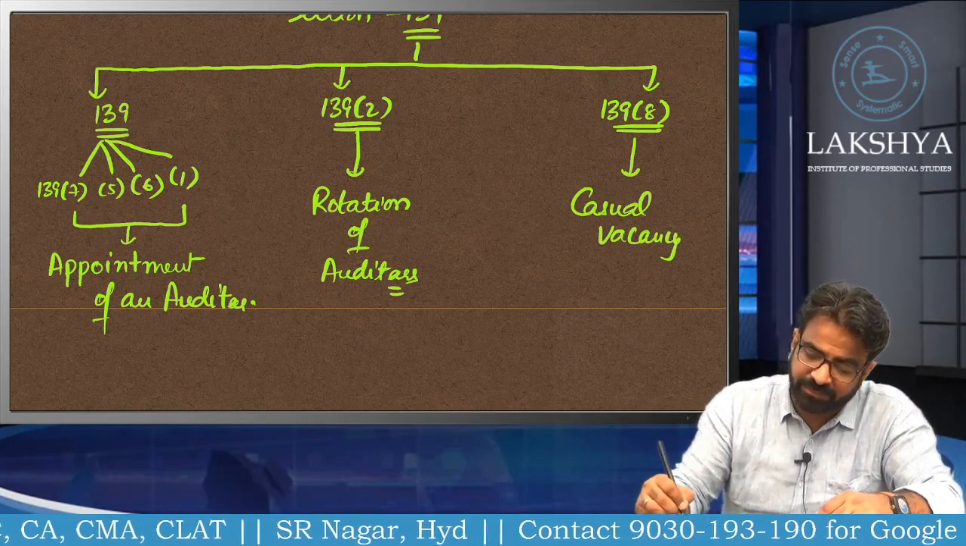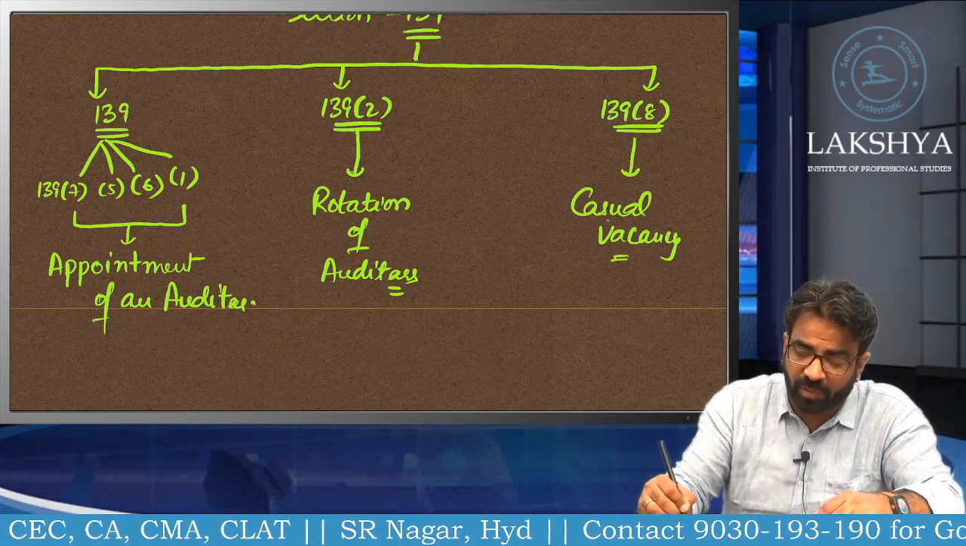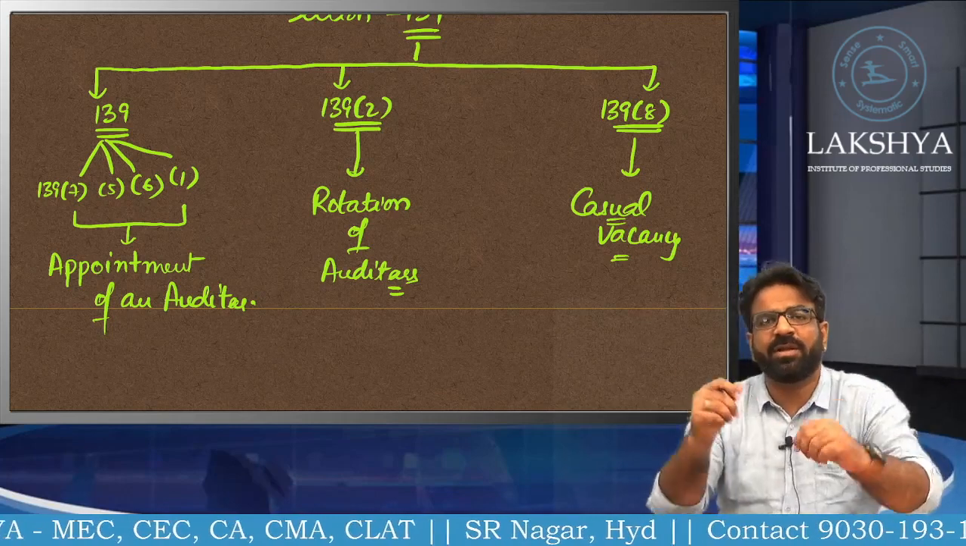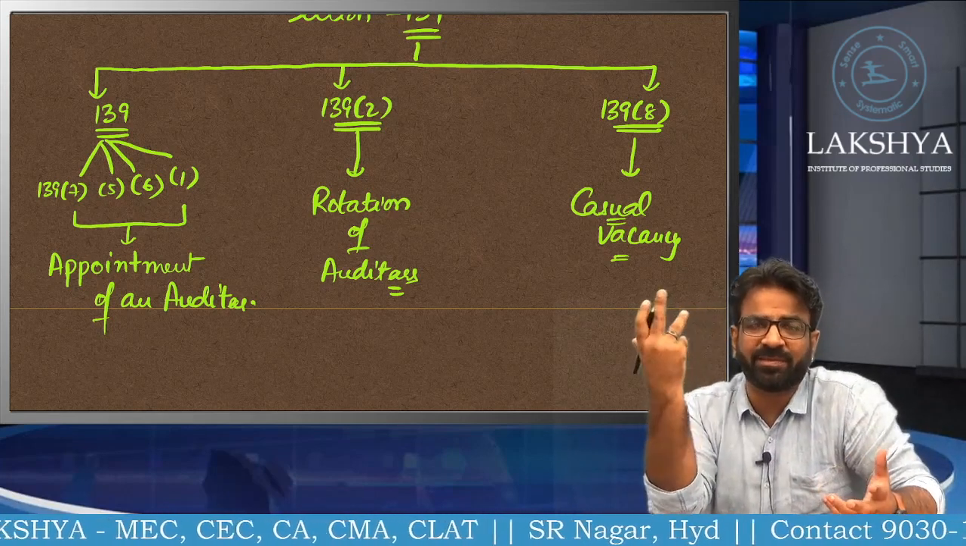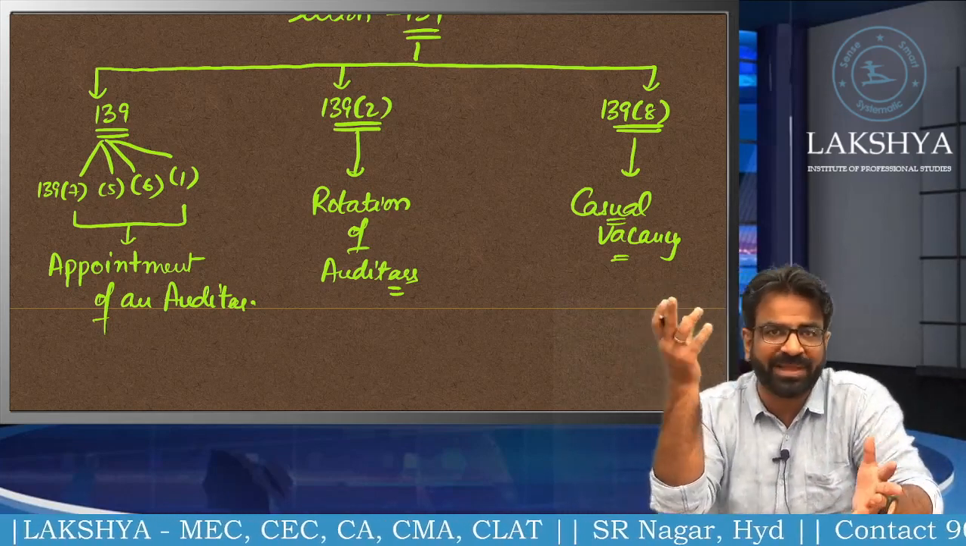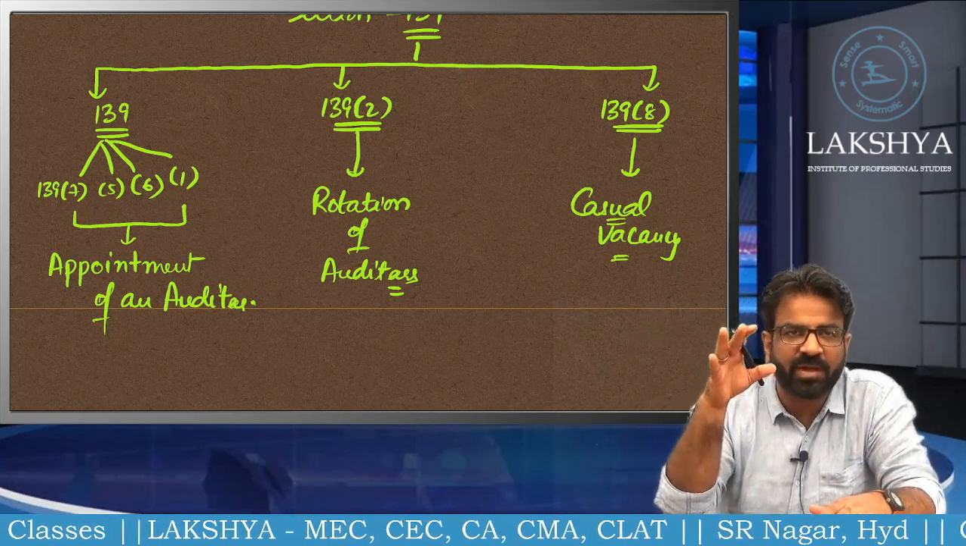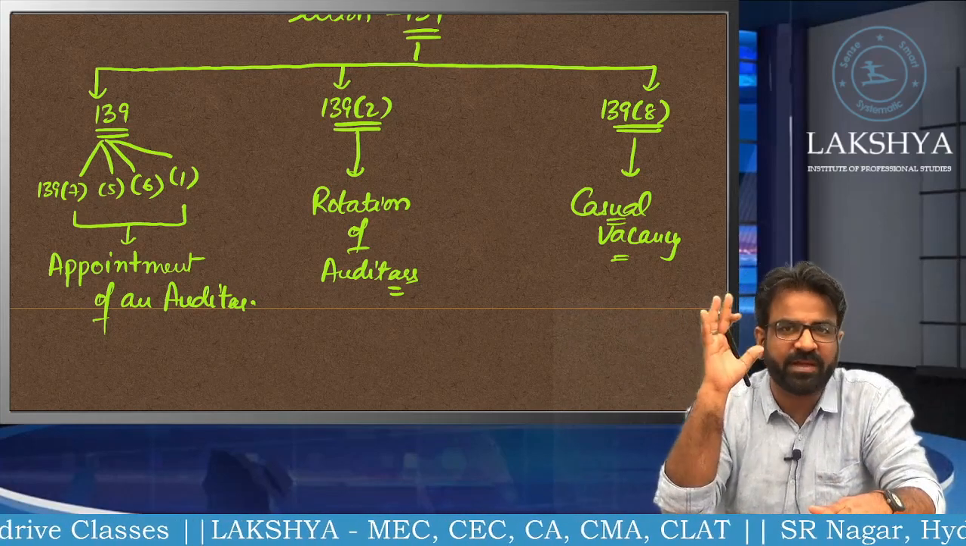Casual vacancy. Are you getting the point? So what if the auditor resigns, or dies, or is disqualified from being an auditor? What things will take place? That thing is known as what? Casual vacancy. So casual vacancy of a statutory auditor we are going to cover in section number 139 subsection 8.